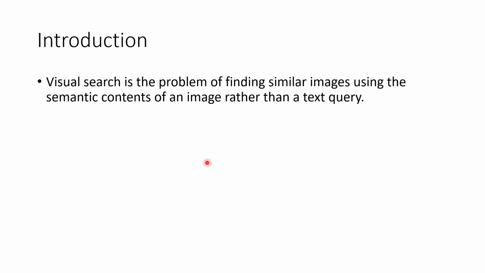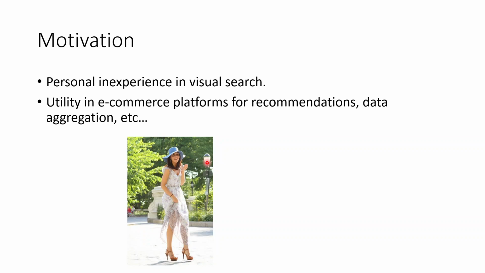So visual search is the problem of finding similar images using the contents of an image rather than some sort of text query. So finding similar images based on what's in the image. My reason for choosing this topic was that I had really no experience in visual search. I didn't really know what it was at the beginning. But as I read about it, I could see its utility in some e-commerce platforms, and I thought it might be a good challenge. It could be useful for recommendations, for data aggregation to see what kinds of products sell.